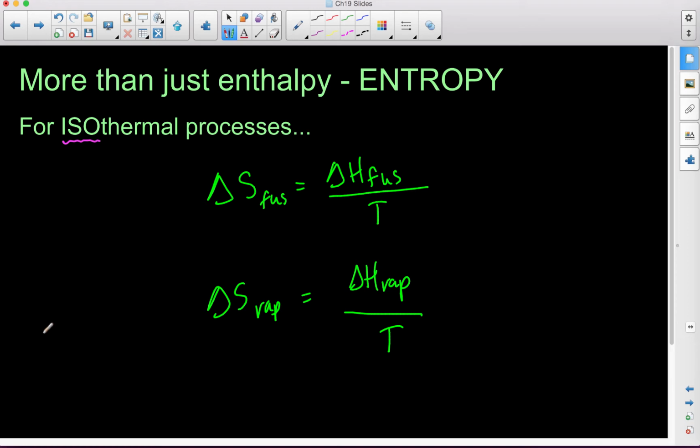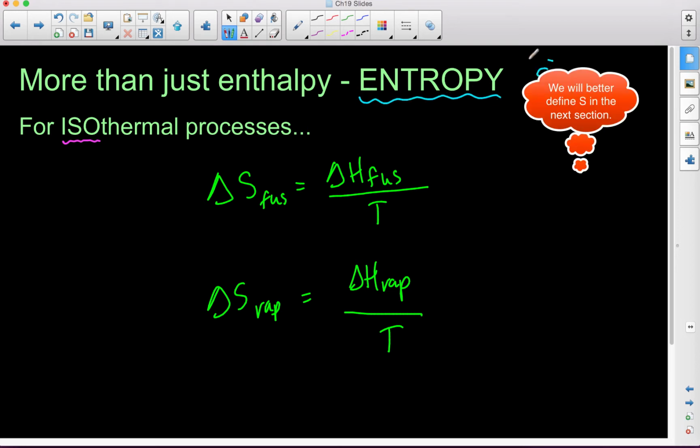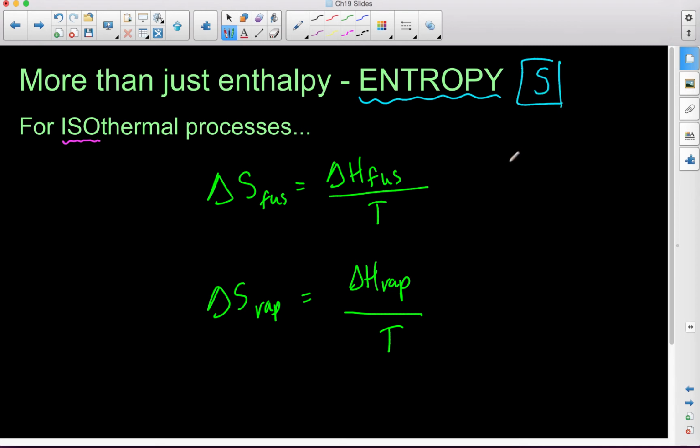So, before we actually get to tying together whether or not a process is going to happen on its own, we have to introduce a new term known as entropy, where entropy is symbolized with an S, okay? Now, here is a basic introduction to entropy, so kind of like the roots of entropy. For isothermal processes, what does iso mean? Same. So same thermal processes, meaning the temperature doesn't change.